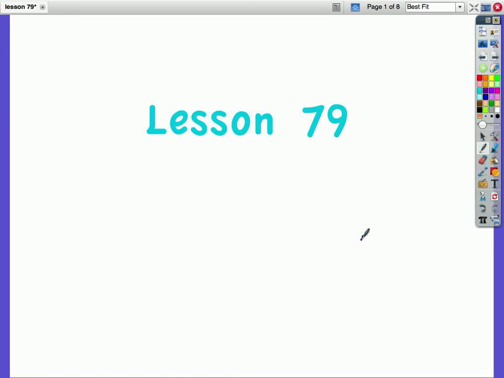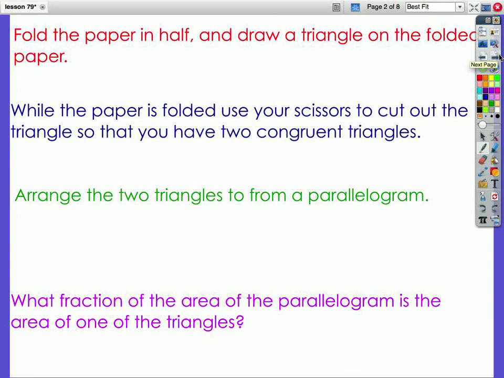For lesson 79, we're going to talk about the area of a triangle. So if you have a spare piece of paper at home, go ahead and try this out. Fold the paper in half and draw a triangle on the folded paper. If you want to draw a right triangle, great. If you want to draw a different triangle, go ahead.